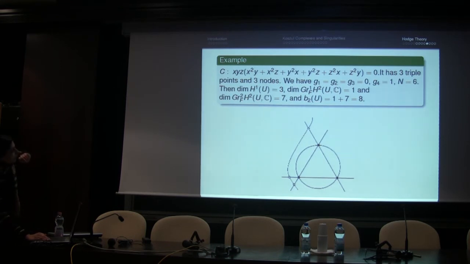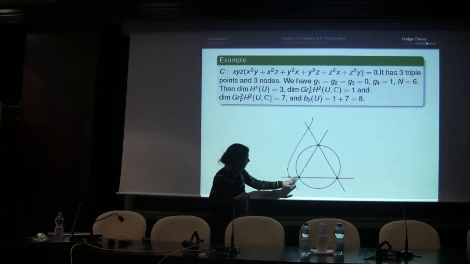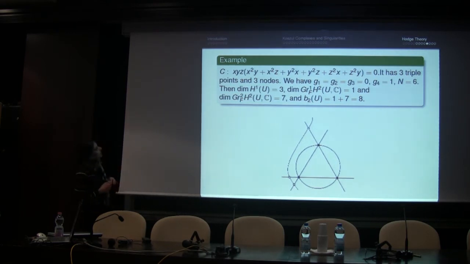Now, if we consider this example, xyz gives three lines, and the curve x squared y plus x squared z, etc., is an irreducible curve, and the intersection gives us three triple points and three nodes. So the genera of the lines is zero, and the genus of the smooth curve is equal to one. The dimension of H1, I didn't mention this, is the number of irreducible components minus 1, so it's equal to 3. The dimension of gr1 is equal to 1, and gr2 is equal to 7, so the second Betti number is equal to 8.